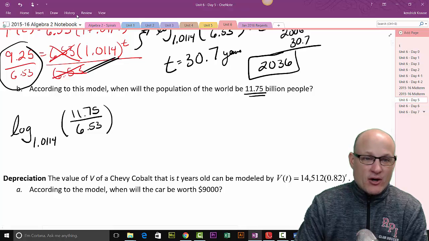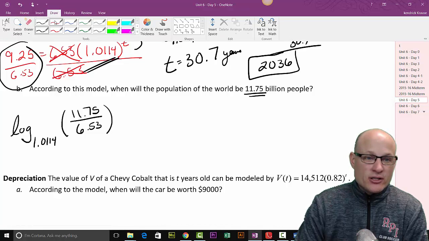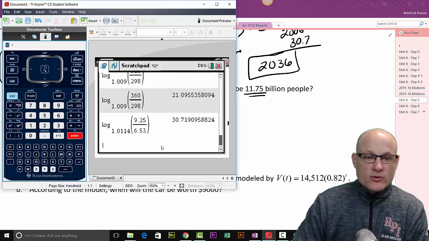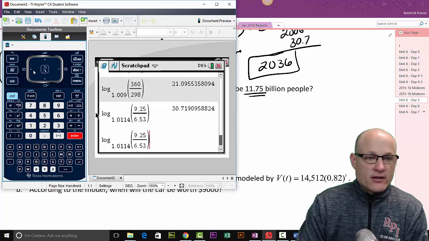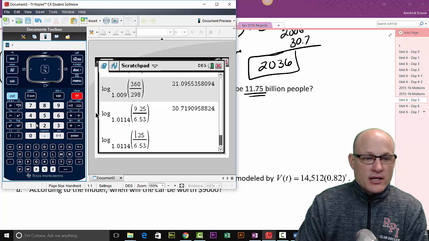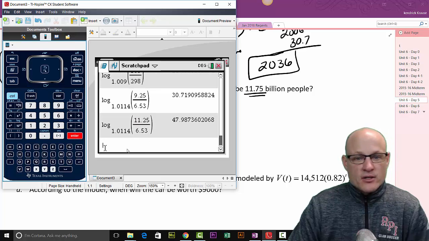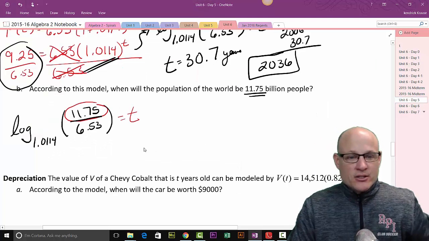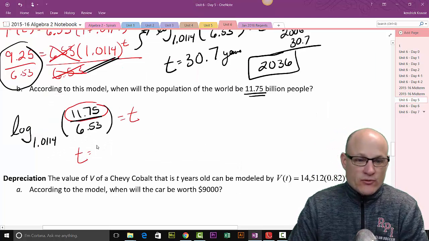The only thing I'm going to change is what population I want to end up with. And that's going to give me another year for t. So I'll just redo this one. And instead of this, I'll change this to an 11.25. So 47.987. So t equals 47.987 years.